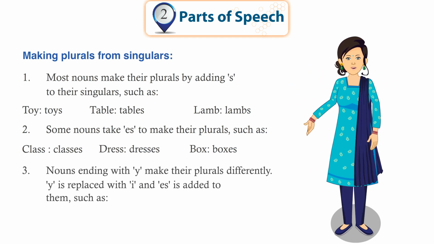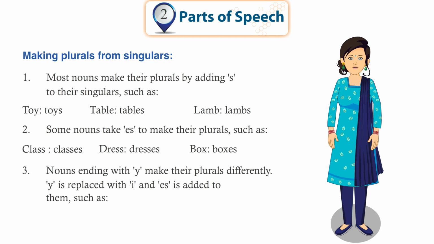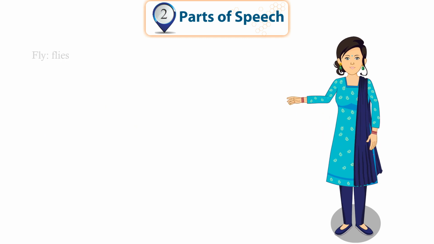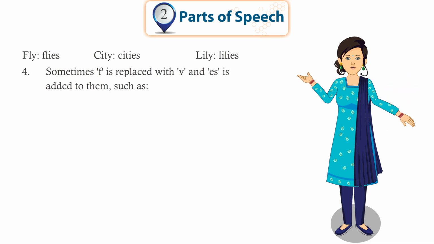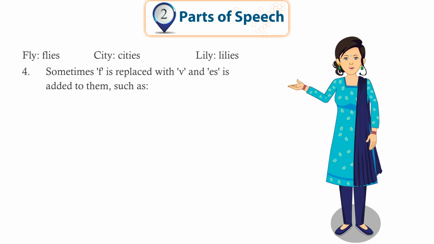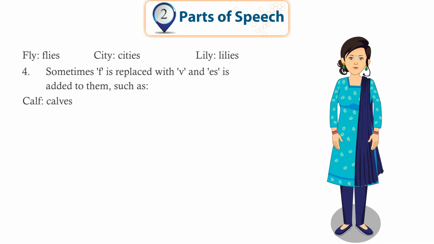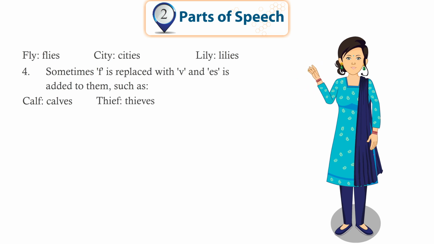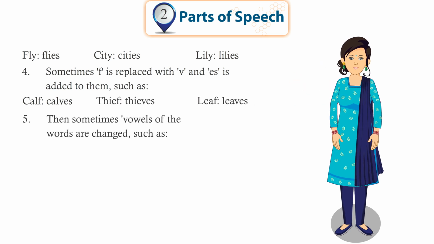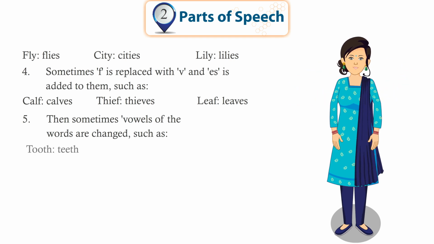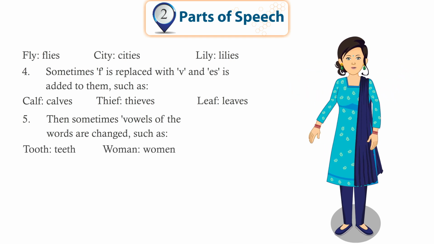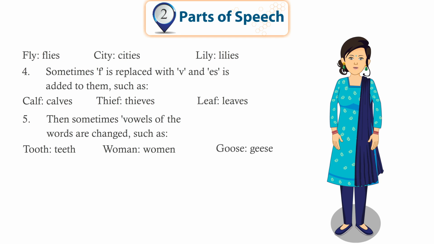Nouns ending with y make their plurals differently. Y is replaced with i and es is added to them, such as fly, flies, city, cities, lily, lilies. Sometimes f is replaced with v and es is added to them, such as calf, calves, thief, thieves, leaf, leaves. Then sometimes vowels of the words are changed, such as tooth, teeth, woman, women, goose, geese.